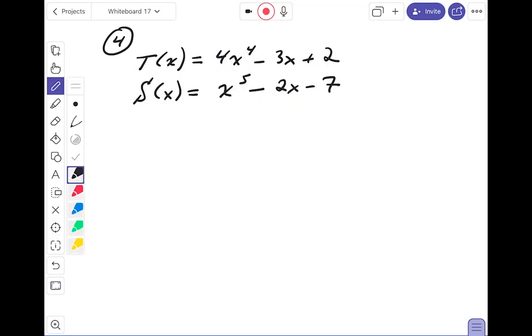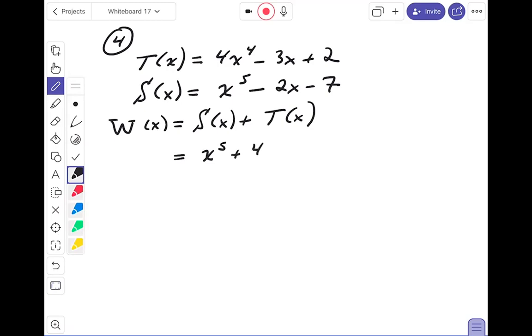They go on to define new polynomials, and the polynomial they defined was w of x. And what's w of x? s of x plus t of x. Well, I believe these are easy to add together. I'm just adding those 2 polynomials above it together, and I like to stay in order. So it's going to be x to the 5th plus 4x to the 4th. Now, of course, I'm going to combine the x terms together. Minus 3x minus 2x is minus 5x, and minus 7 plus 2, they're also like terms, would be minus 5. I can put a box around that.